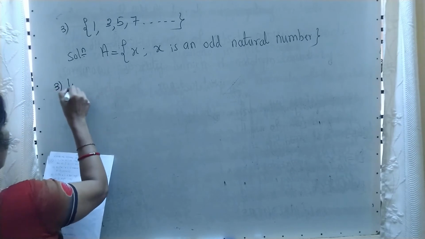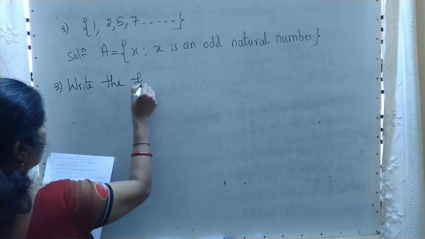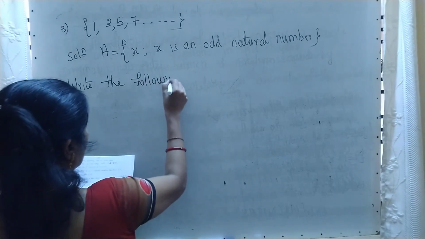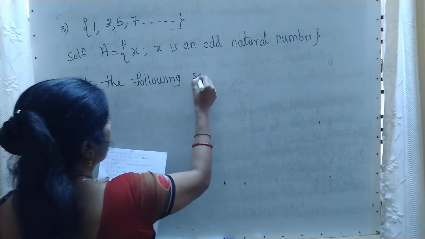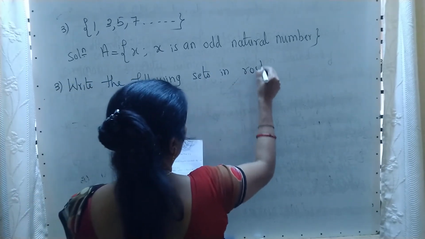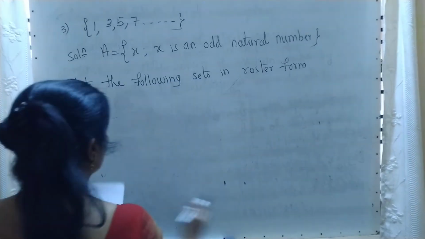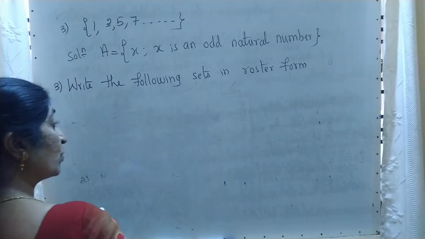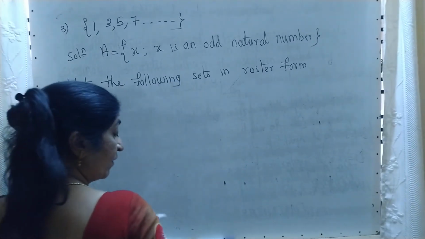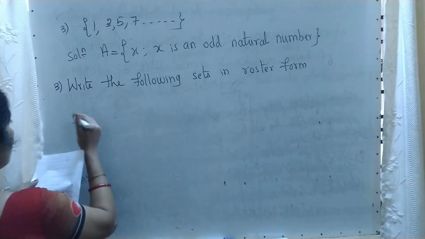Third one, write the following sets in roster form. Roster form, understood? So roster means the statement is given, and we have to write the elements by separating them with commas. First one.